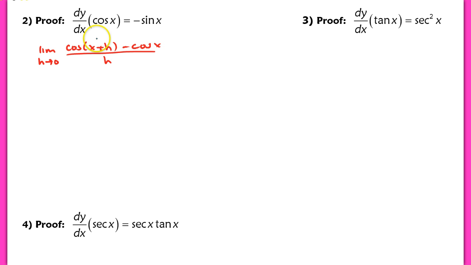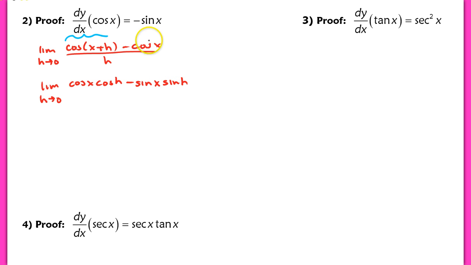And then once again, we have angle addition identities that would apply here, so we can rewrite this as the limit as h approaches 0. Now for the cosine angle addition, remember that's cosine, cosine, change, sine, sine. So we have the cosine of x, cosine of h, minus sine of x, sine of h.